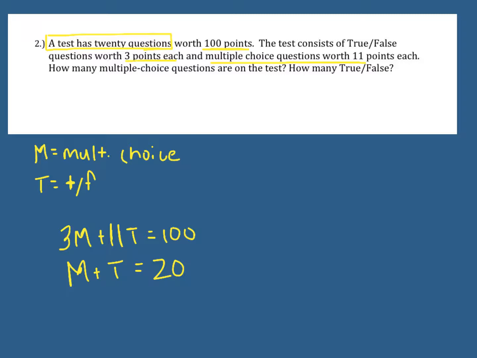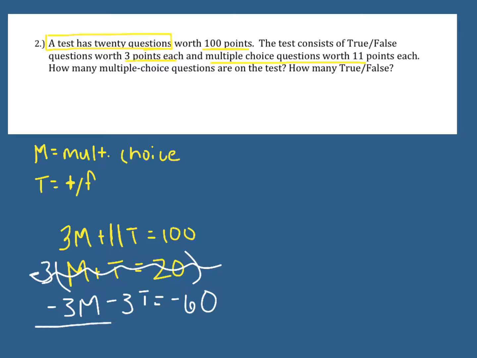So now I have 2 equations, a system of equations, and you guys can either choose to solve it using substitution or elimination. You could solve for M or T in that second equation and then substitute it in. I'm just going to multiply that second equation by a -3, and then I can add them together. So that will give us -3M minus 3T equals -60. And now I can add these 2 equations together.